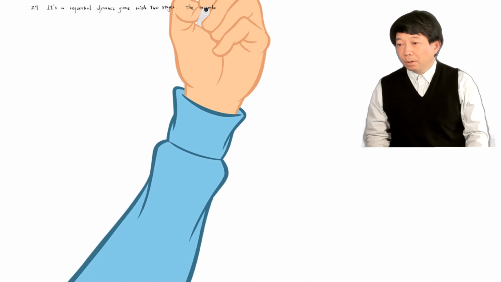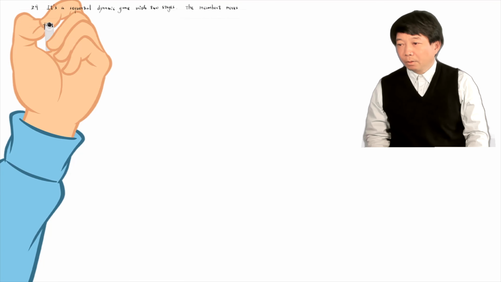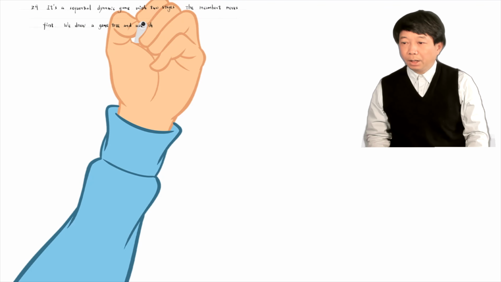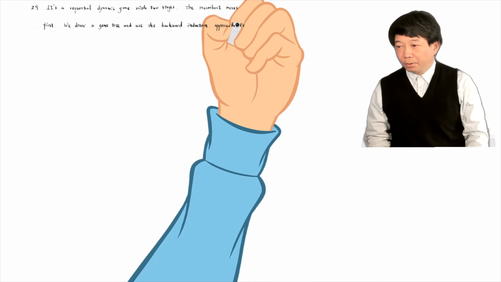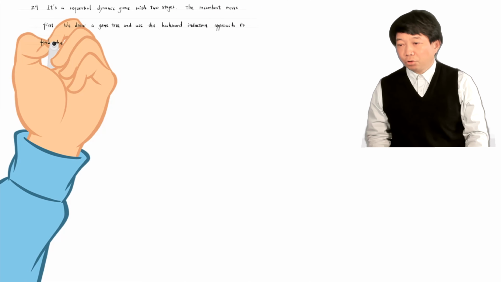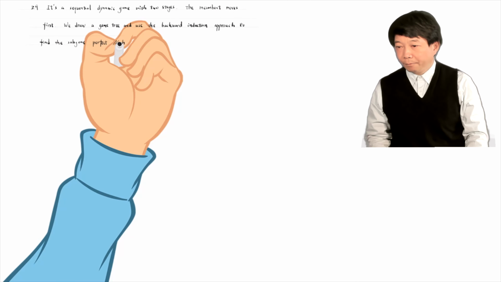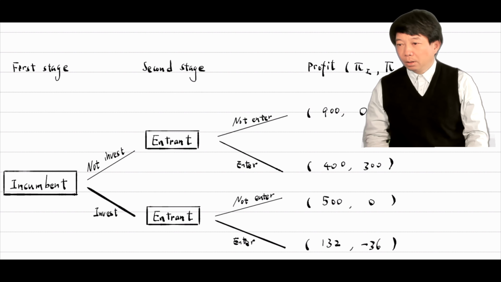It is a sequential dynamic game with 2 stages. The incumbent moves first. We draw the game tree according to the description in the exercise and use the backward induction approach to find the subgame perfect Nash equilibrium. We first determine the potential rival's response in the second stage to each possible action by the incumbent.